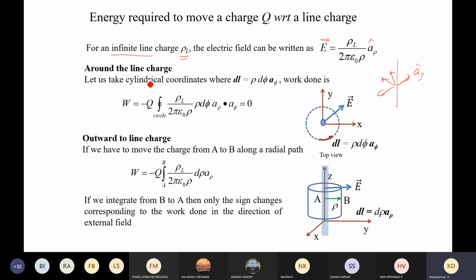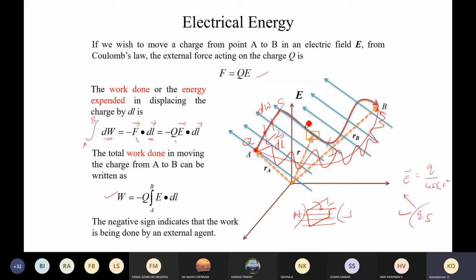Now we are going to take a charge, and this charge is available at a distance of rho from the line charge. We are seeing it from the top. At the distance of rho, this is the charge q which is available here. Now if you want to move this charge just around the line, what about the total amount of energy required for that? So we are going to utilize this calculation.